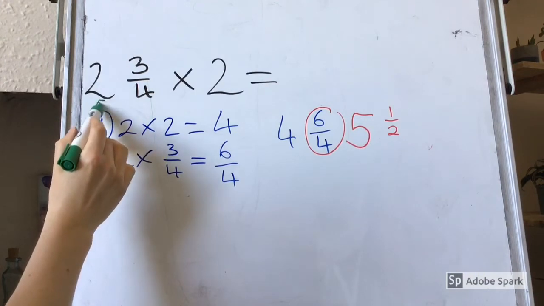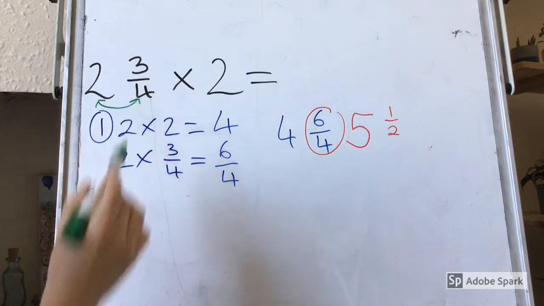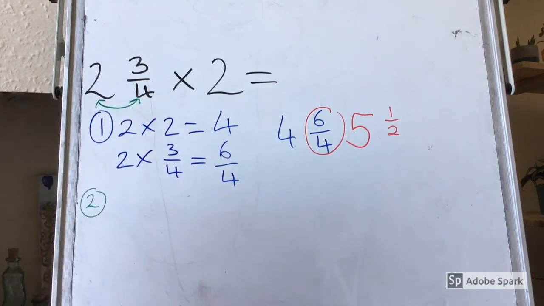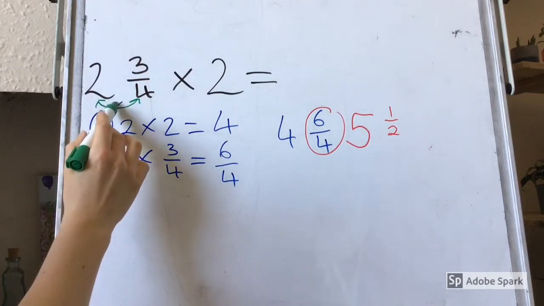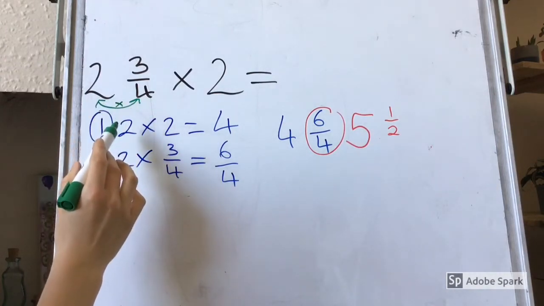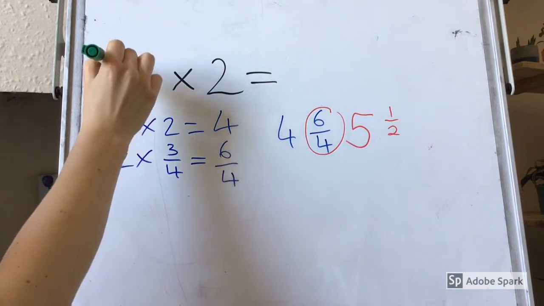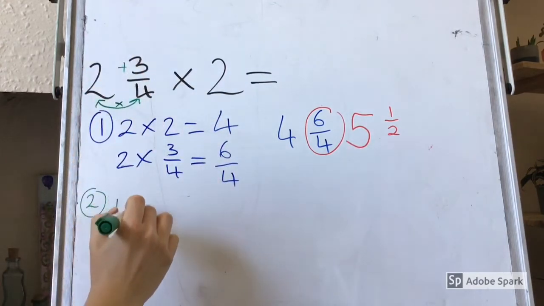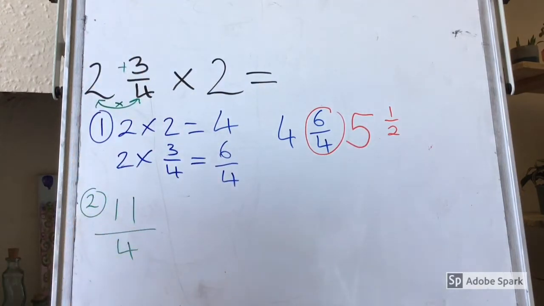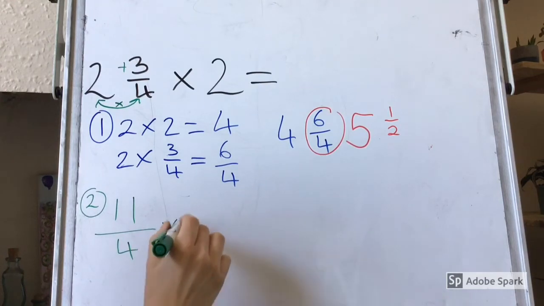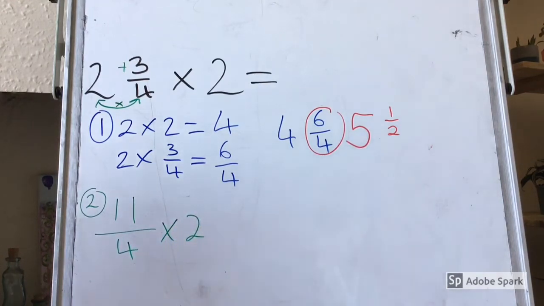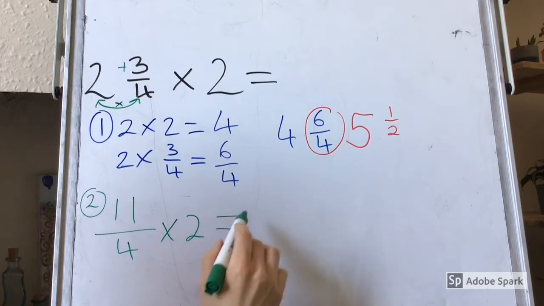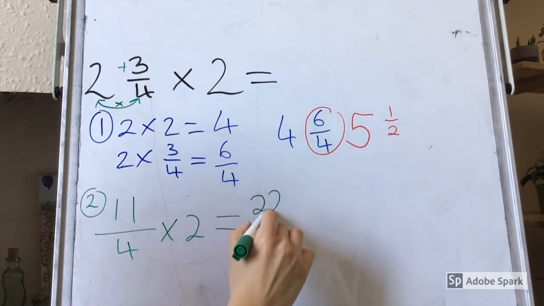The second way to do this is by turning our mixed number into an improper fraction. So here we've got 2 wholes, which is 4/4 and 4/4, and 3/4 as well. So we can do 2 times 4, which is 8, and add on that 3/4. So altogether we have 11/4. If we times this by 2, we do 2 lots of 11, which makes 22, and we keep our denominator the same, which is 4.